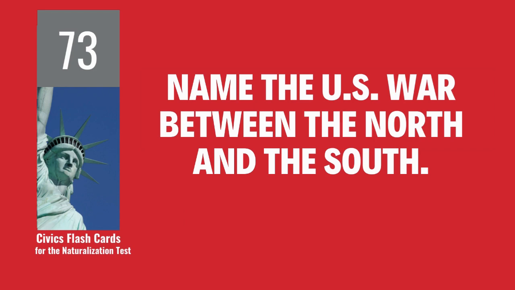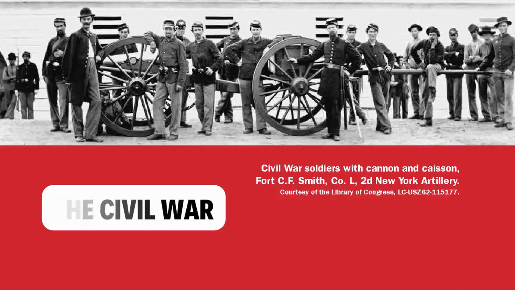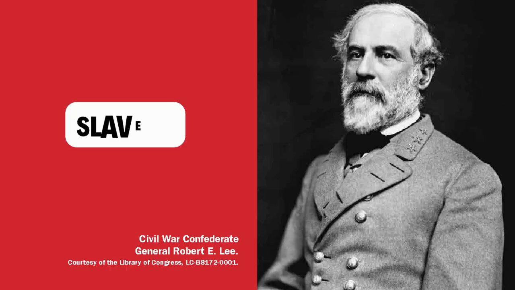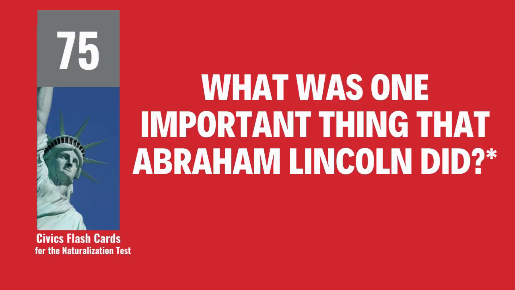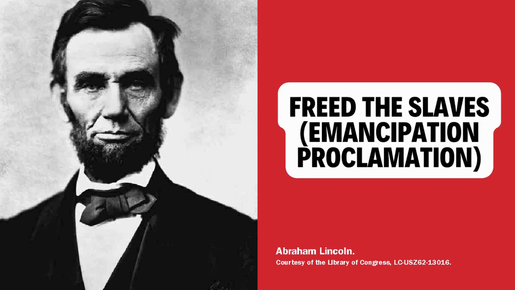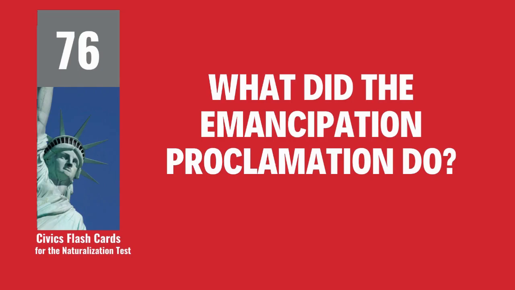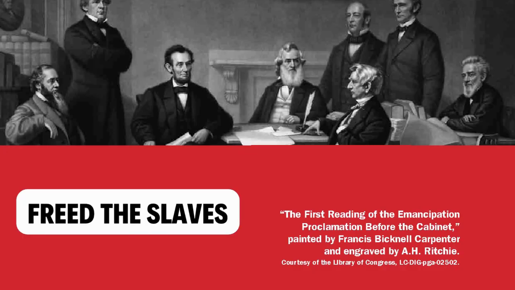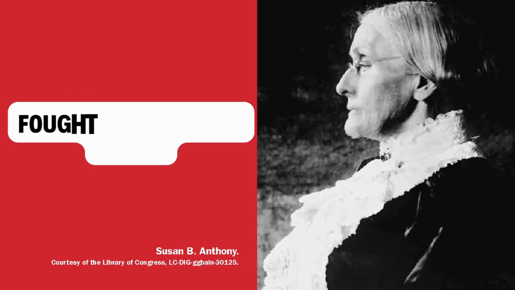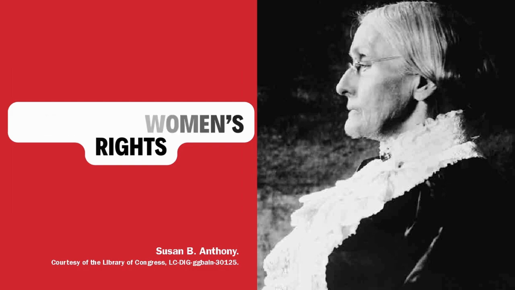Name the U.S. war between the North and the South. The Civil War. Name one problem that led to the Civil War. Slavery. What was one important thing that Abraham Lincoln did? Freed the slaves, Emancipation Proclamation. What did the Emancipation Proclamation do? Freed the slaves. What did Susan B. Anthony do? Fought for women's rights.